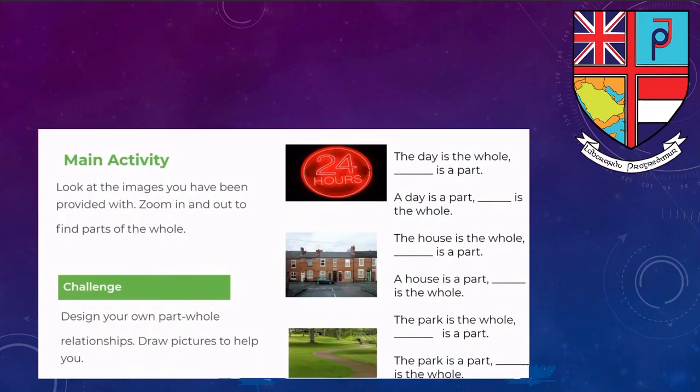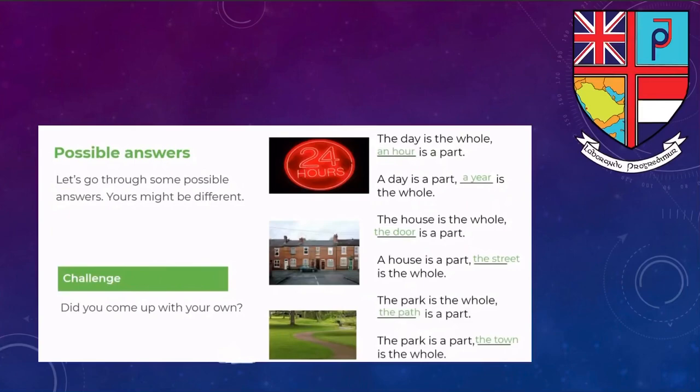Okay, I hope you managed to jot some things down. Go over some of the answers then. The day is the whole, an hour is a part. Nice and simple. And then the opposite then, a day is a part, and a year is the whole. Okay, and then the house is the whole, and then the door is a part.